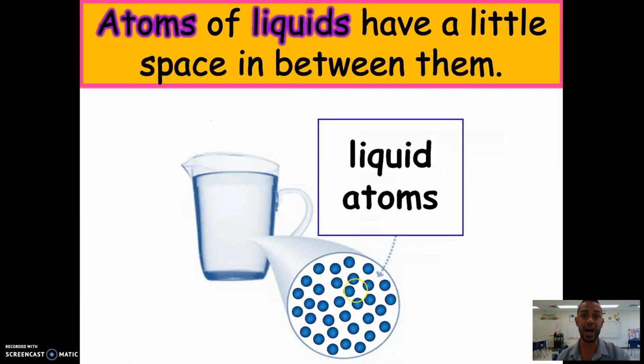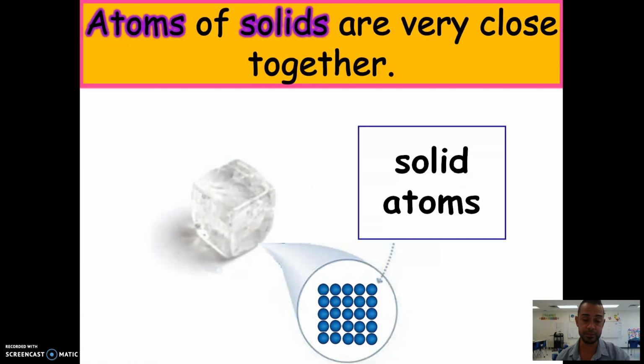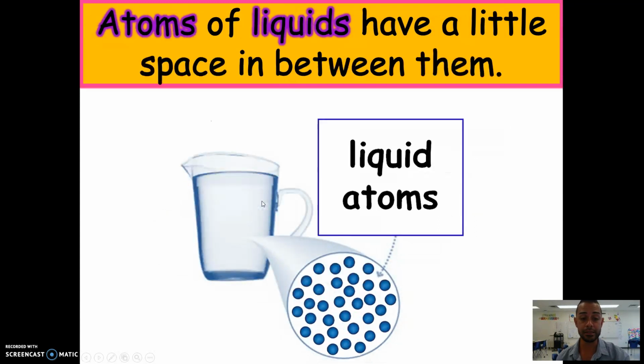But in liquids, the atoms are arranged differently. They have a little space between them so they can move freely. Something very important about solids is that they have a definite shape and a definite volume. We can measure the amount of space that this ice cube takes up, okay? And in liquids it is different. Liquids have a definite volume because we can measure the amount of water that we can have in a cup, but they don't have a definite shape. That's why liquids take the shape of the container.